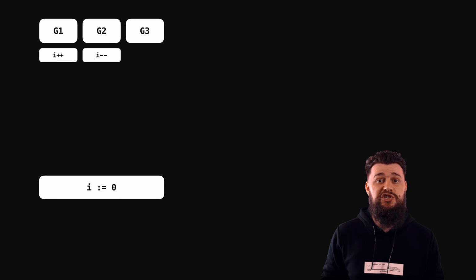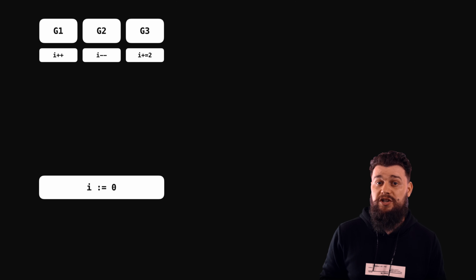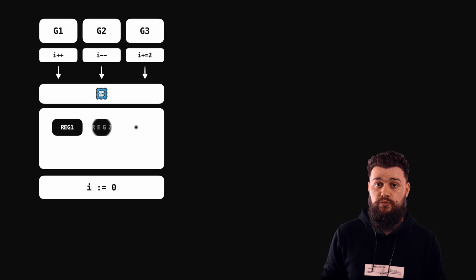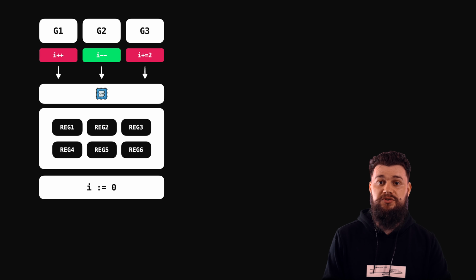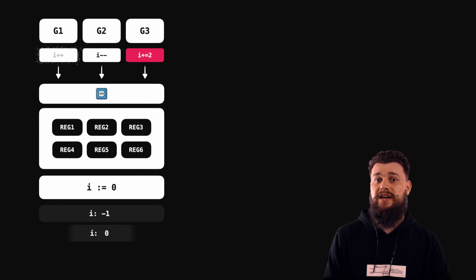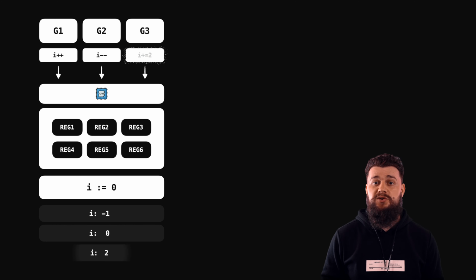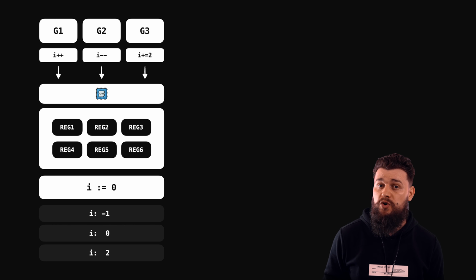You have G1, G2, and G3. Let's say the first goroutine is trying to increment the I variable by 1, the second is trying to decrement it by 1, and the third is trying to increment it by 2. We have an initial declaration of the I variable, which is equal to 0. This way our code will still execute deterministically. Let's say G2 will execute first, and G1 will get to work with that register, and then in the end G3 will do its job. So this is pretty much how atomics work in a nutshell.